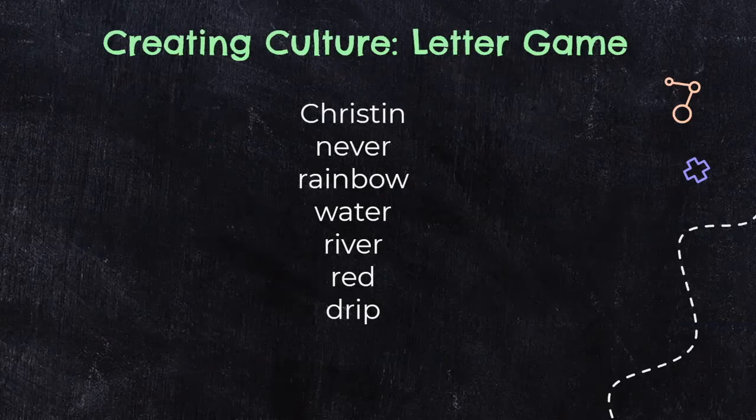So I'm going to say my name, Kristen. And when I say Kristen, I would call on somebody else in the room to say a word that starts with the last letter of my name. So, never. If that person said never, the next word that they would say would be rainbow. Rainbow would be water. Looking at the last letter of water, R, river. River, red. Red, drip. This is a fun game to increase your students' love for language and words, and that is ultimately our goal. We want students to love language.